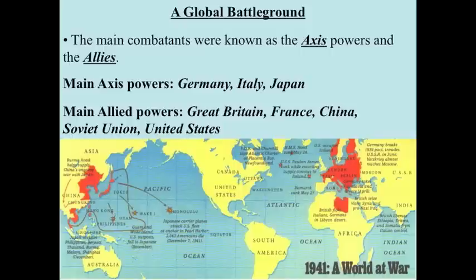On one side, you have the Axis powers, which consist of the fascist nations that we've talked about, Germany, Italy, and Japan. On the other side, you have the Allies, which consist of Great Britain, France, and China, and eventually the Soviet Union and United States will also join the Allied powers.